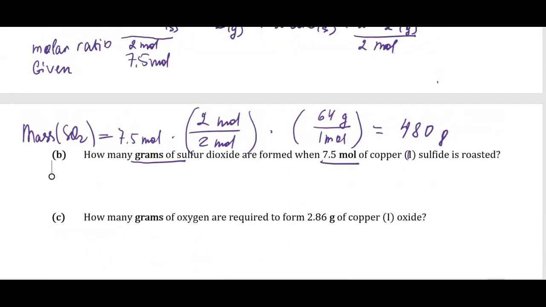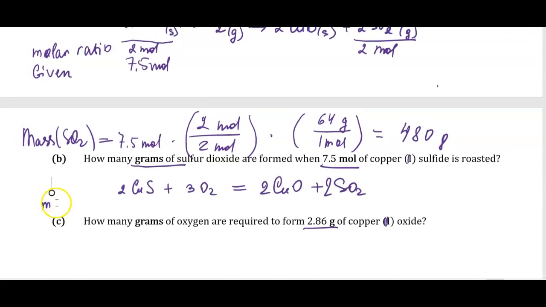How many grams of oxygen are required to form this mass of copper 2 oxide, right? So we have our equation the same: 2 Cu2S plus 3 O2 gives 2 Cu2O plus 2 SO2. So you start with the molar ratio, and what compounds do we need? Copper 2 oxide, I underline it, right? And oxygen. I need oxygen and copper 2 oxide.